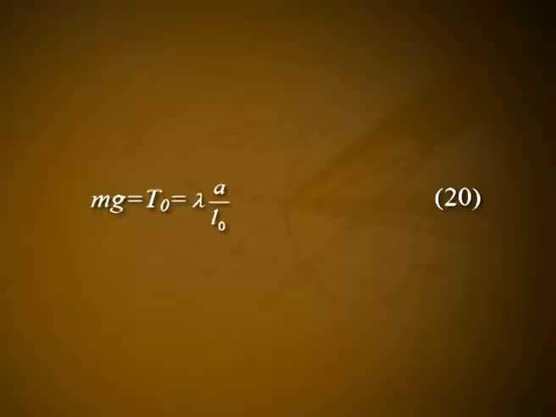Let l naught be the natural length of the string and let a be its extension when the particle is in equilibrium, so that by Hooke's law mg is equal to T naught, which is equal to lambda into a by l naught, where lambda is the coefficient of elasticity. Now, let the string be further stretched a distance c and then the mass be left free.